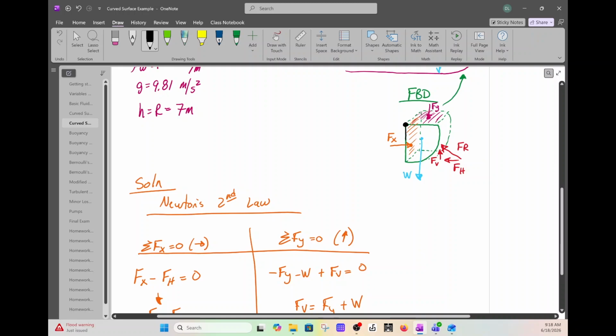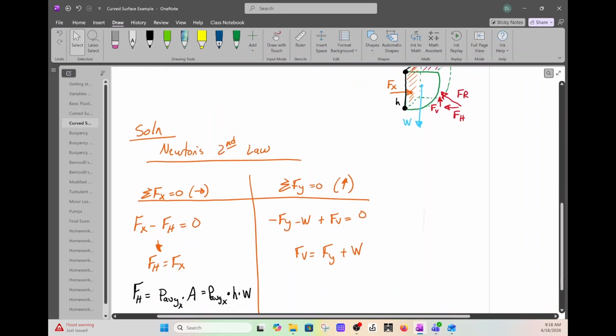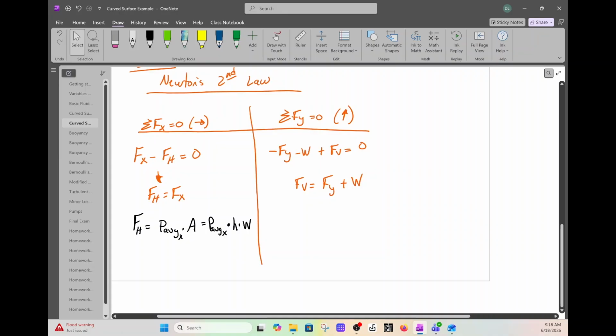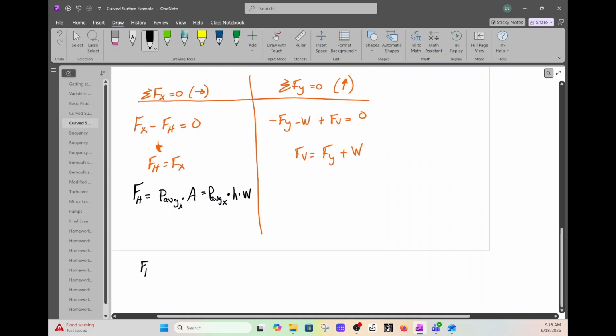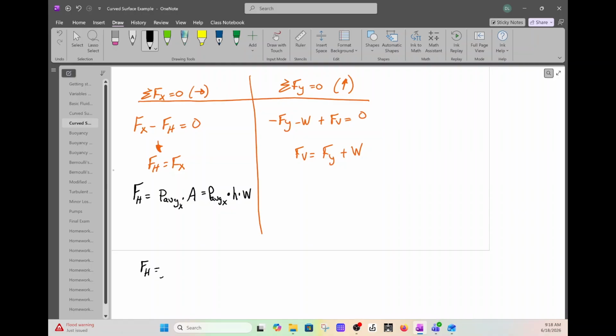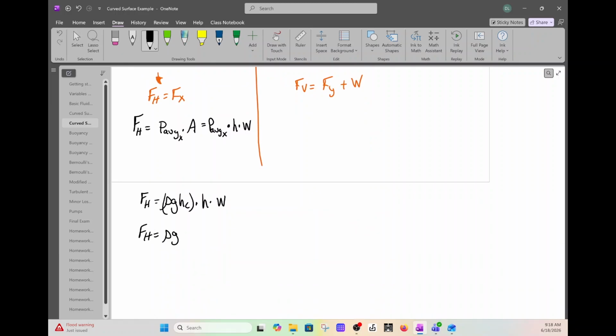From here down to here, right? And then w is from here. That's the width in and out of the page. Okay, and then I'm going to do it here because I think that's what's causing that to highlight. P average is rho g h over 2 times h times w. And F_h would be rho g h over 2 times h times w.